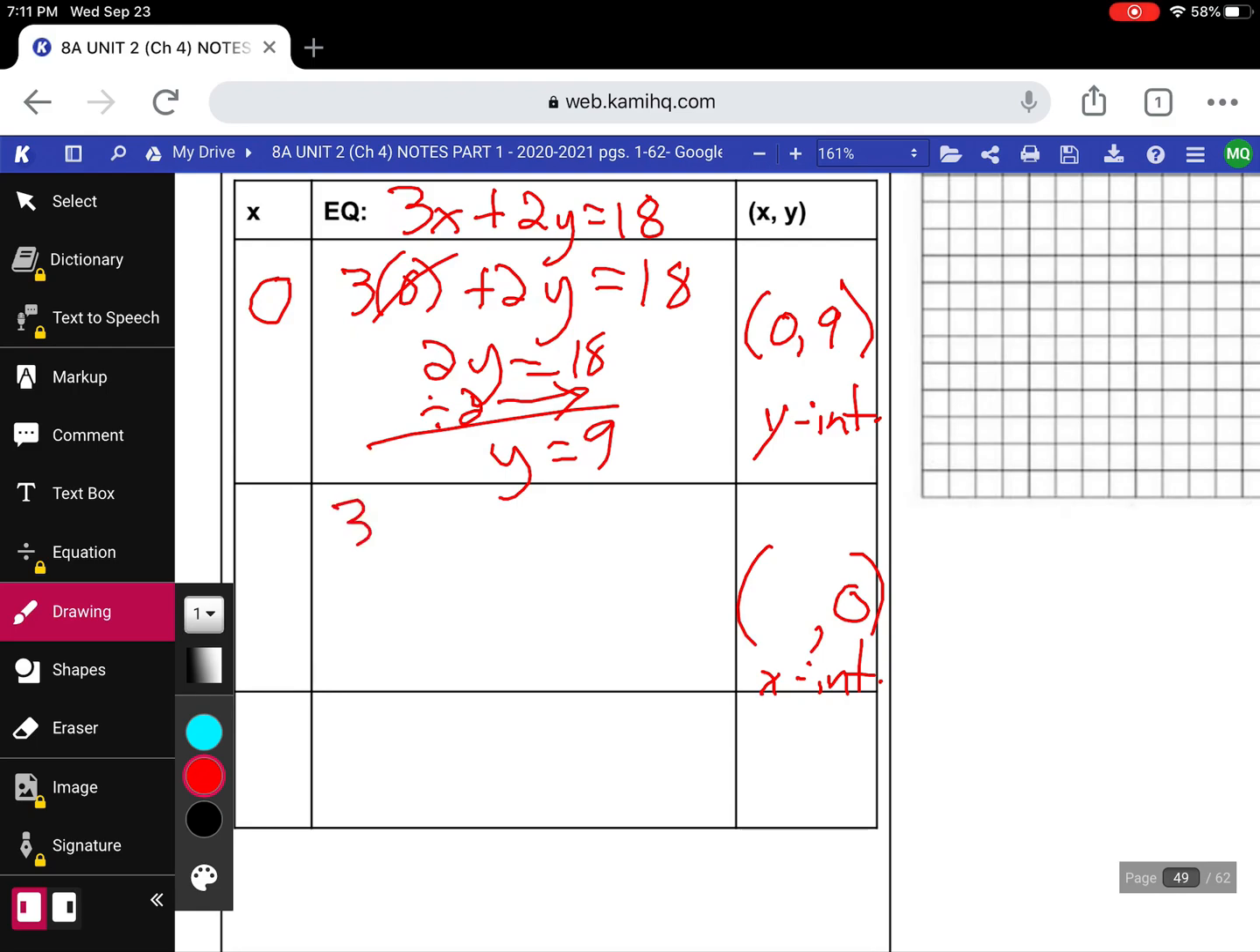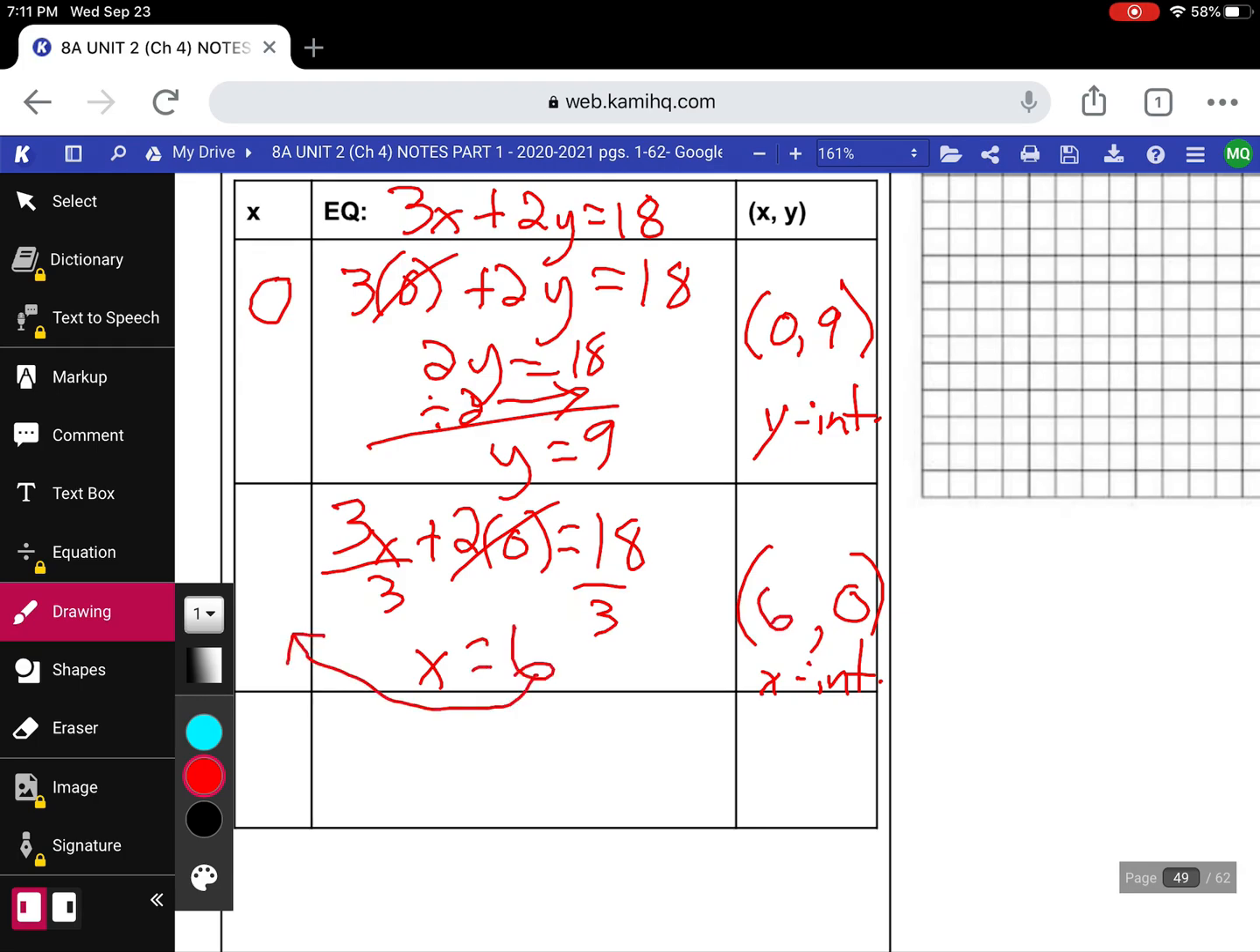So I'm going to go ahead and do 3x and fill 0 in for y. And that is going to give me what my x value is. Okay, and x equals 6. So I'm going to go ahead and plug it in because I didn't know what it was yet. And it's 6. So my x-intercept is 6, 0.